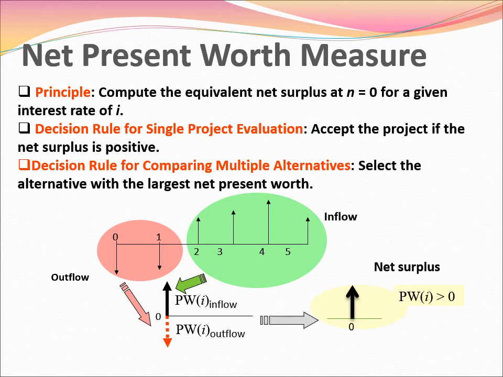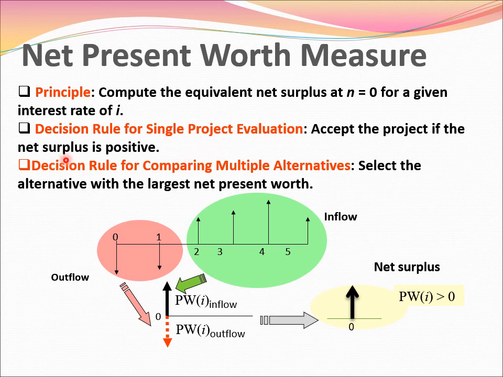So what is our principle in doing this net present worth analysis? The principle is to compute the equivalent net surplus. Surplus means the profits minus the expenditures, the income minus the expenditures, at time 0 for a given interest rate i, which is the MARR. Decision rule: what is the decision rule for evaluating this project? We will accept the project if this net surplus is positive.